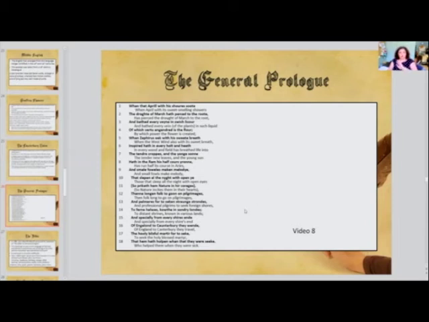So that general prologue is very close to what we expect of English at this point, but it's not quite there, right? We're still kind of circling closer and closer.